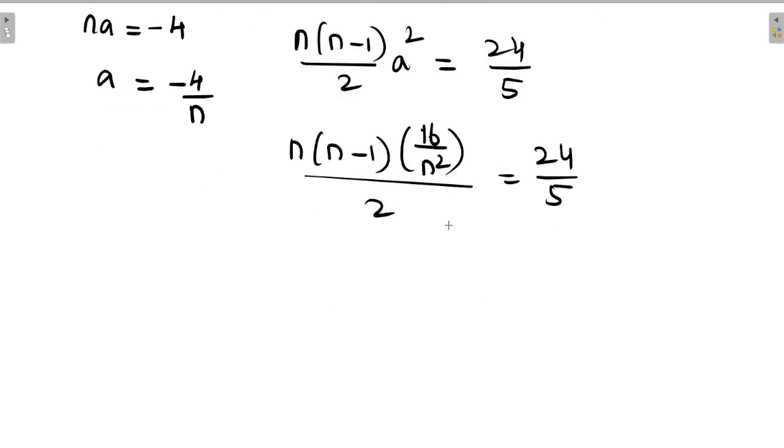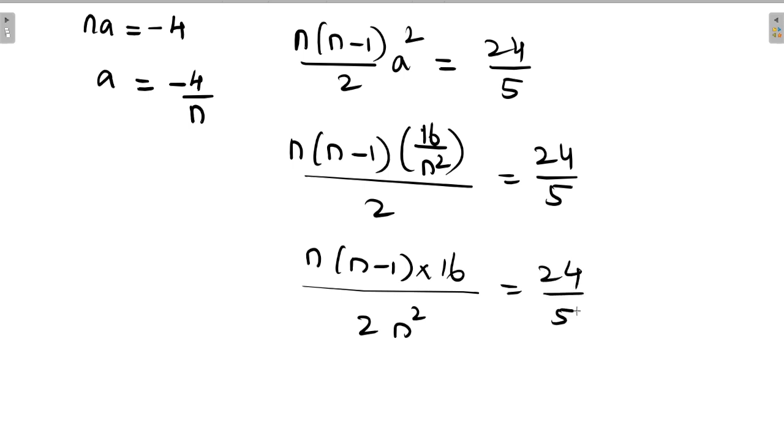So n into (n minus 1) times 16 divided by 2n squared is equal to 24 by 5. Now we can cancel one of the n terms from n squared. 1, 2 is cancelled, here is going to be 8. Then this 8 also will be cancelled, here is going to be 3. So the final terms are, let's do the cross multiplication.